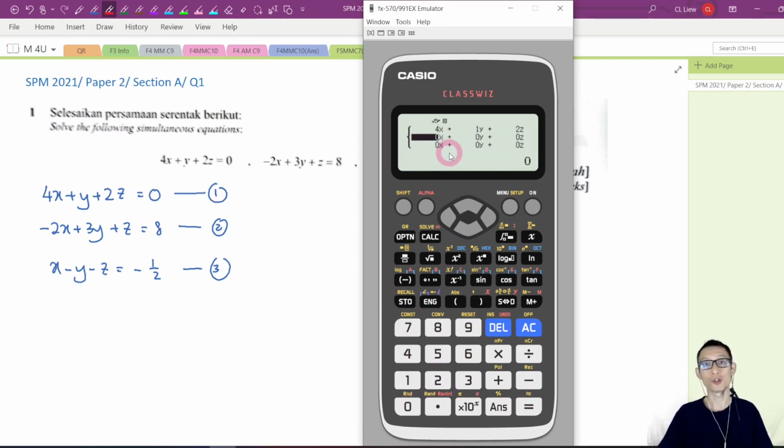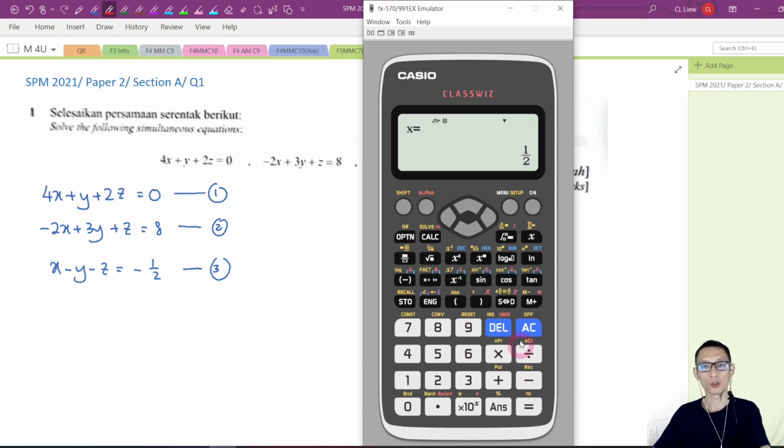Okay, now let's proceed to the second equation. Negative 2, plus 3, plus 1, z. You don't have to key in the z, you just key in the coefficient. And the constant is 8. Okay, last one. 1, minus 1. Okay, this time you have to key in minus. So you can use this or this, both are okay. Minus z, and the constant is negative 1 over 2.